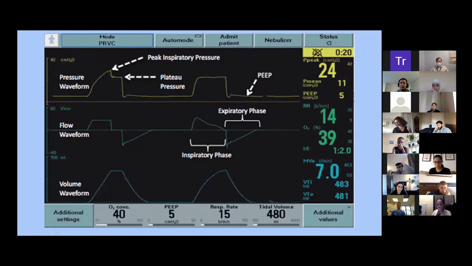So for those of us who have been doing this a little bit longer, we don't have to make that mistake, and we always pay attention to whatever is on the y-axis first. Remember that basically the yellow numbers and the yellow graphs are pressure, green is flow, and blue is volume.